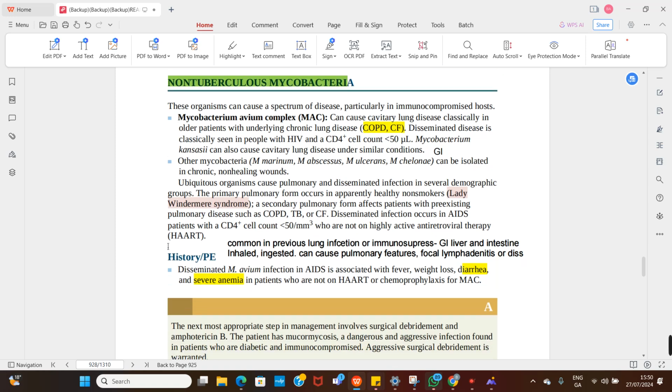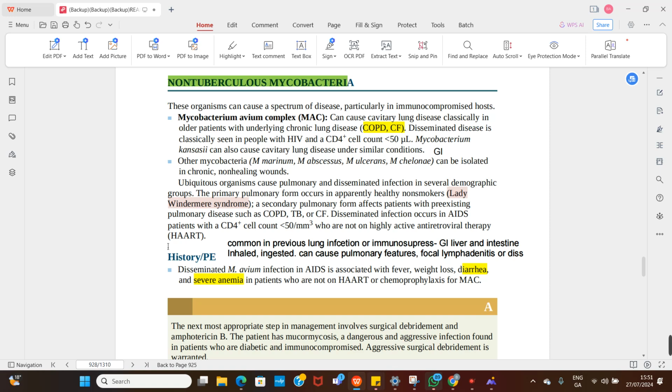You can have a secondary form in which there is underlying COPD or cystic fibrosis, and they develop the cavitary pulmonary lesion. And when there's HIV/AIDS, CD4 count less than 50, they have the disseminated form. I think that should be very clear to us. Do we understand it? I've just summarized whatever is in this.